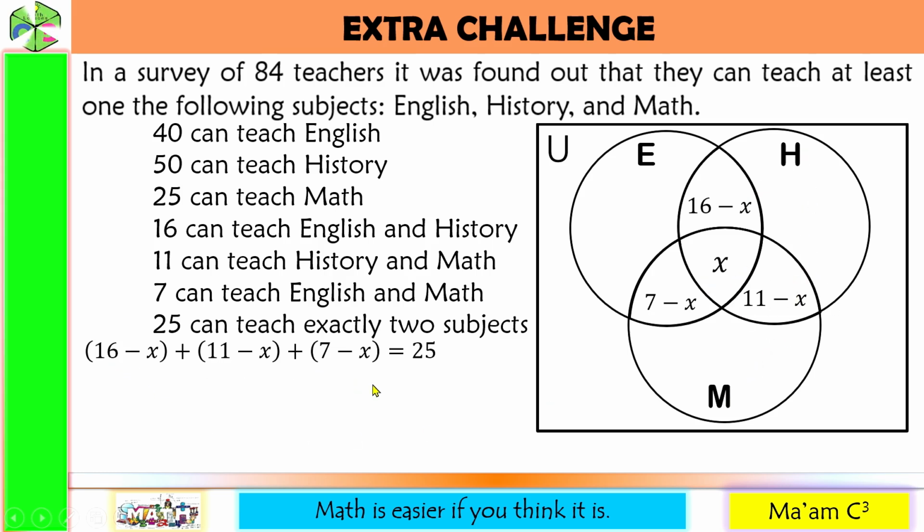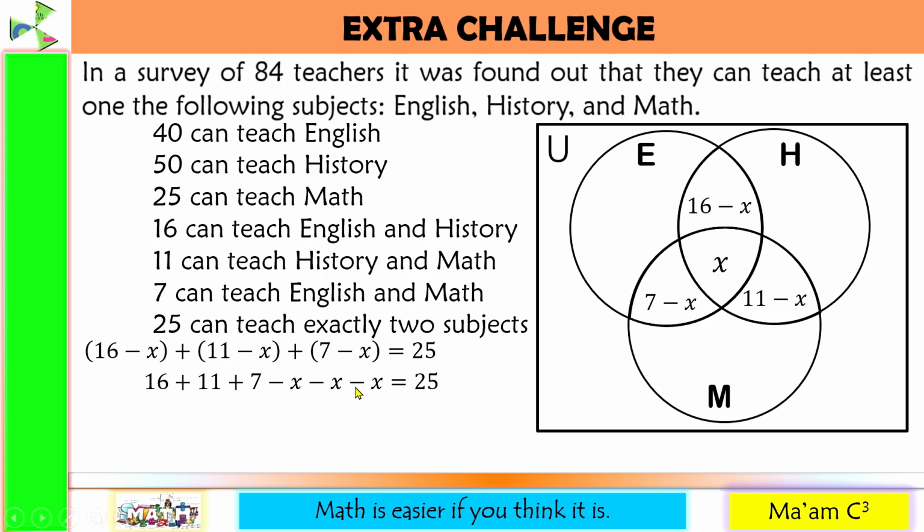Let us combine like terms. Let's have first the constant. We have 16 plus 11 plus 7. And then we have minus x, another minus x, another minus x equals 25. 16 plus 11 is 27 plus 7 is 34.